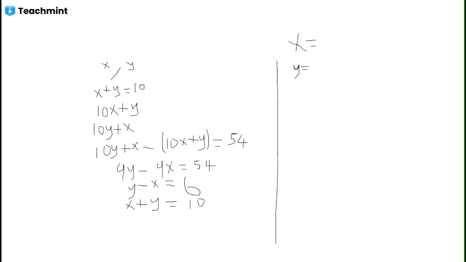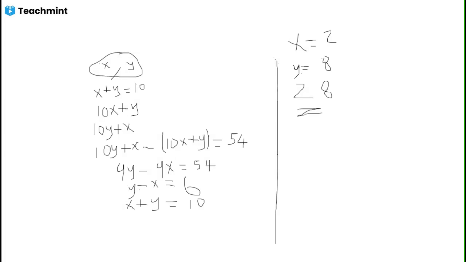2x is 2, so x is 2. Y is 8. Correct. So the number will be, where we have x and y here, 28. Correct. Very correct. Now this is our answer.